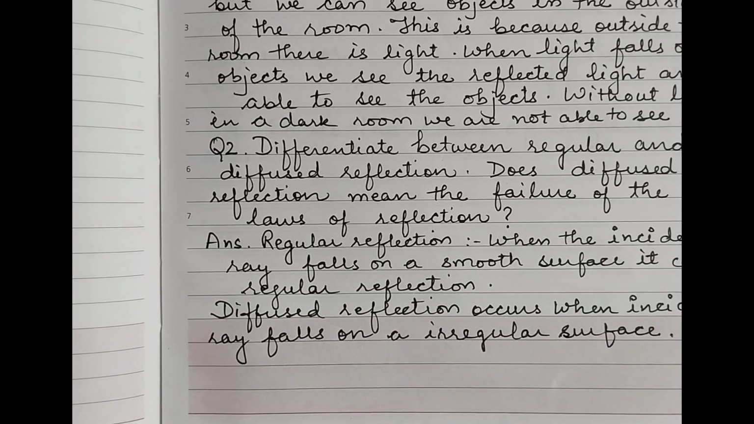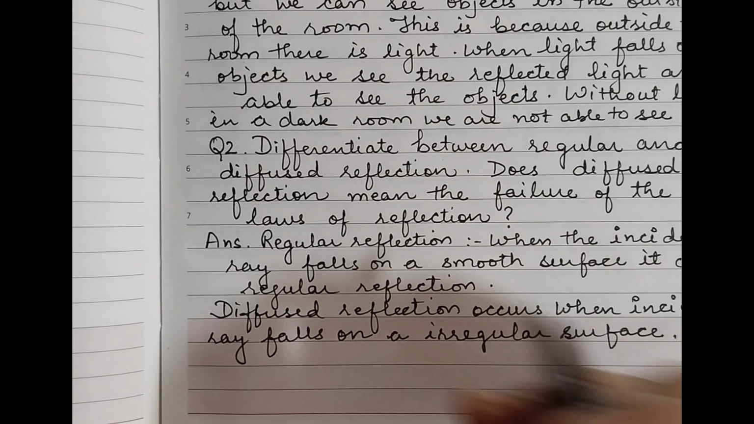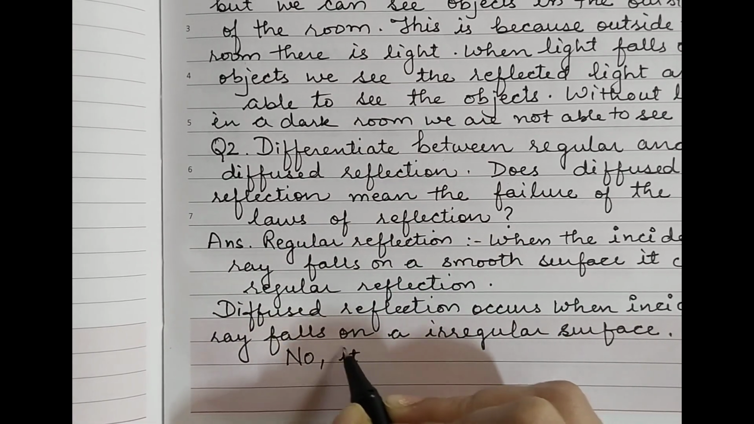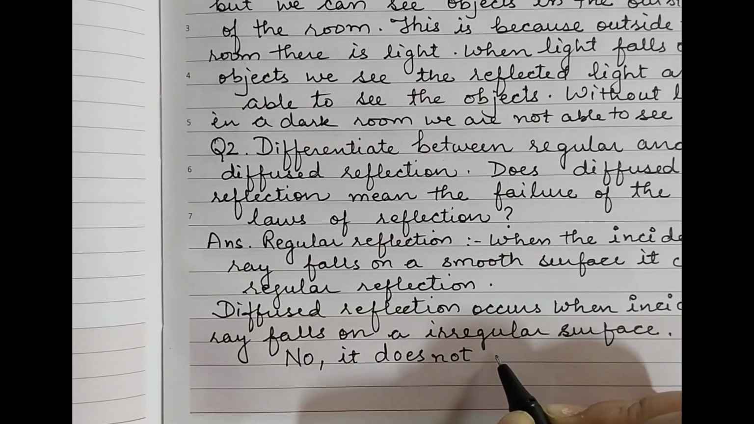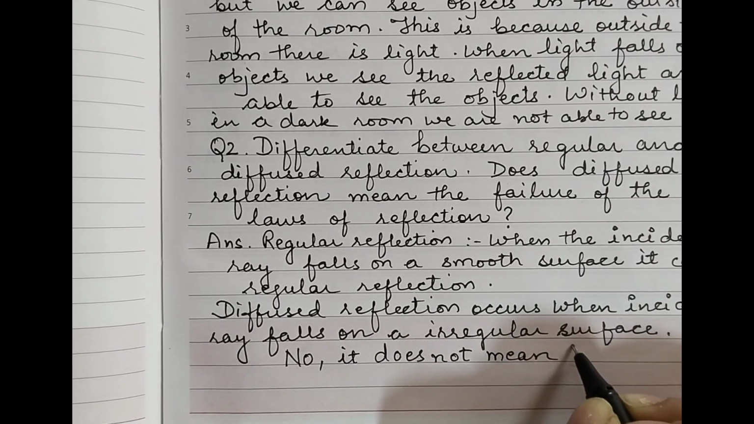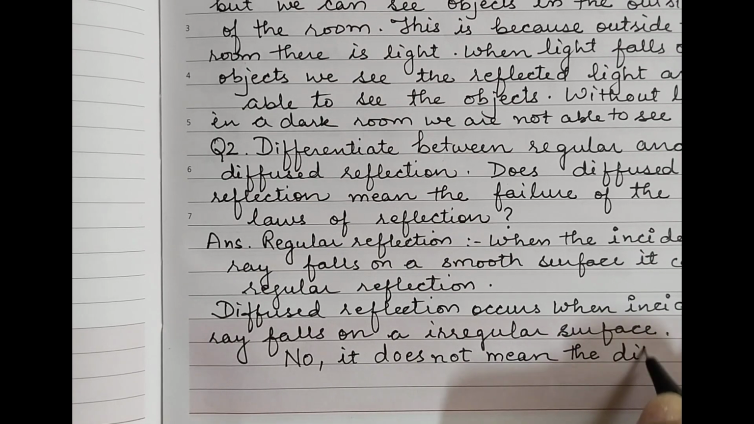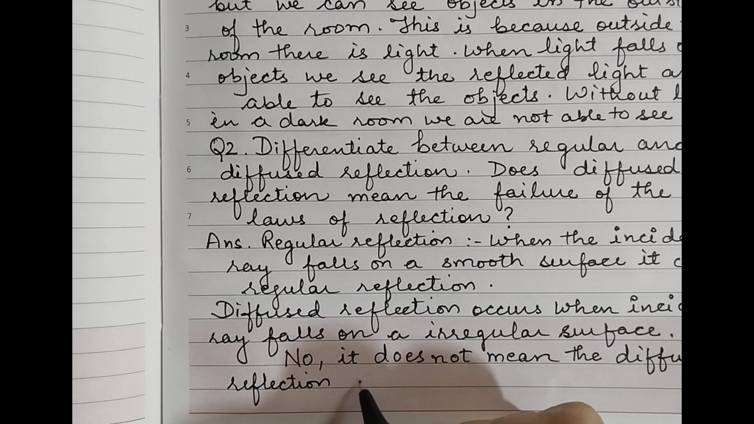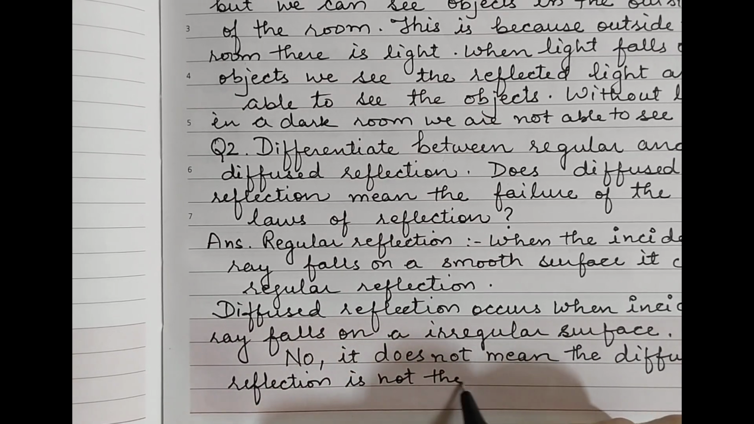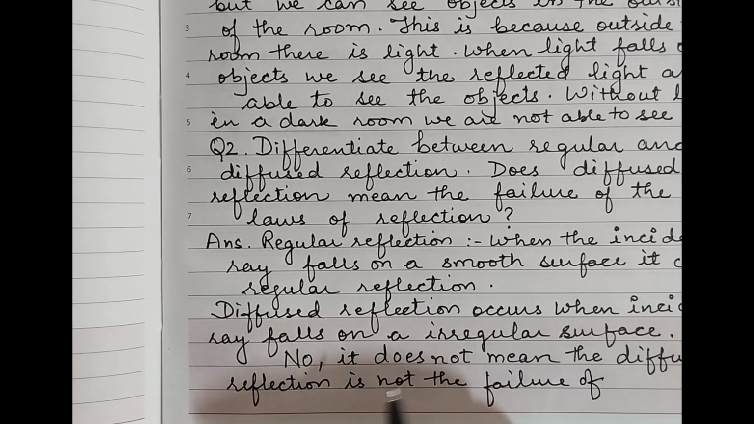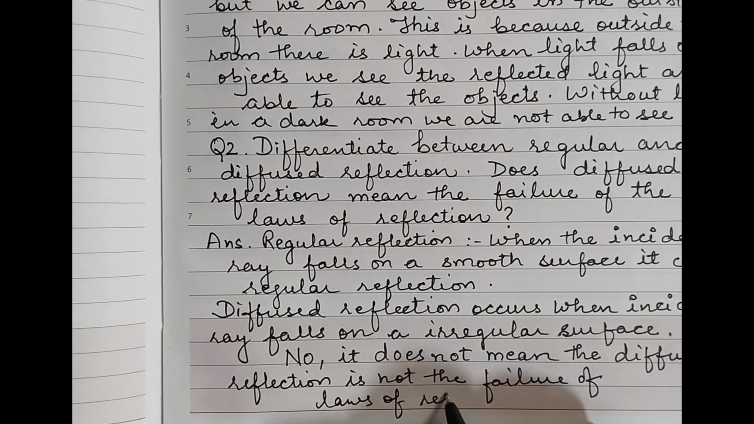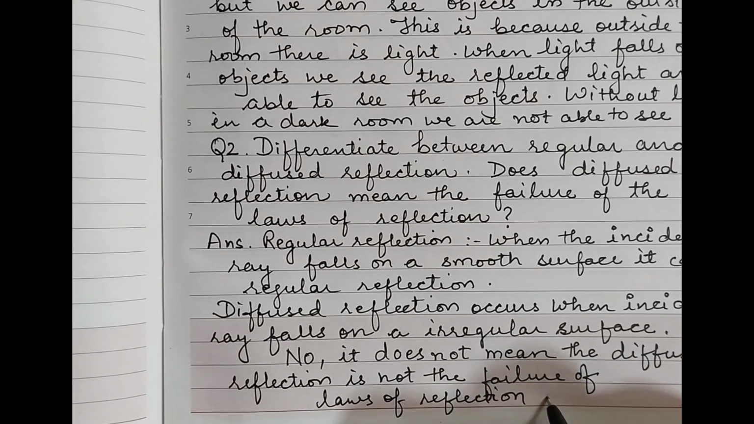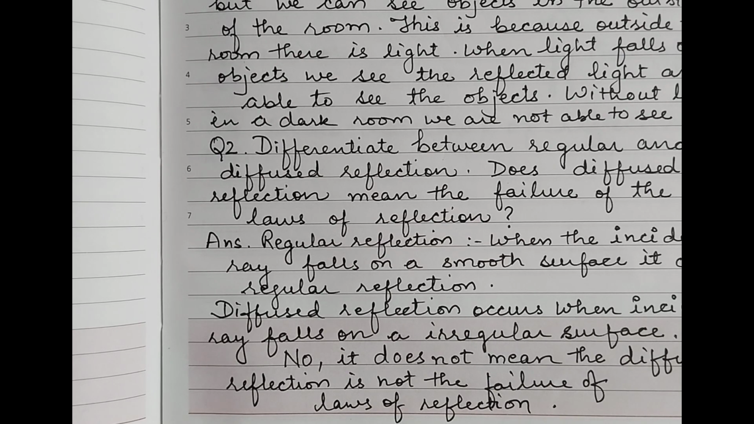Now next part of this question is, does diffused reflection mean the failure of the laws of reflection? No. It does not mean the diffused reflection is the failure of laws of reflection. Why? Because laws of reflection are followed by both the surfaces, but your diffused reflection is related to irregular surface. That is why we are getting irregular reflections.